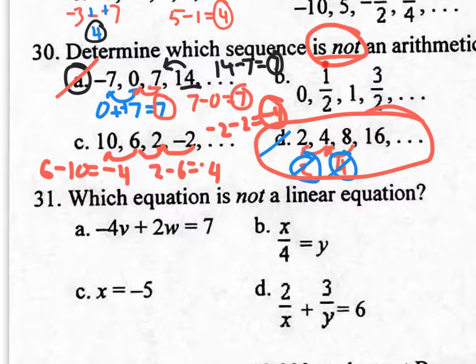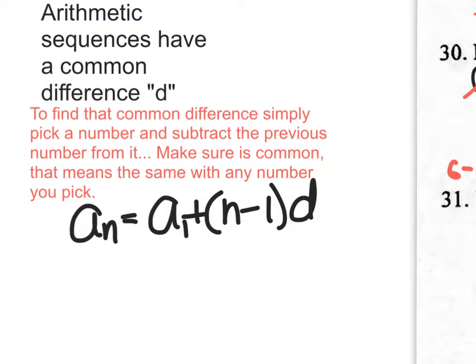Even over here, and I'm not going to do my work here, but 1/2 take away 0 is 1/2. If you go 1 take away 1/2, that's 1/2. If you go 3/2, which is really 1 and 1/2, take away 1, it's 1/2. So all of these are arithmetic except for D. So please be very careful. We only have a couple of seconds left on this video, but going back to these notes, you need a common difference in order for it to be arithmetic, and it has to be in all terms.